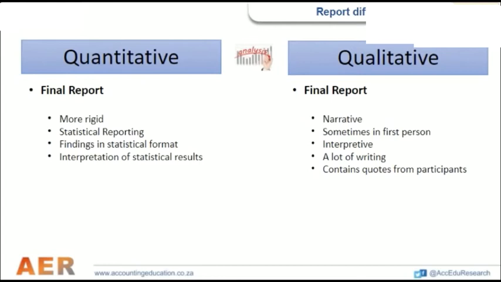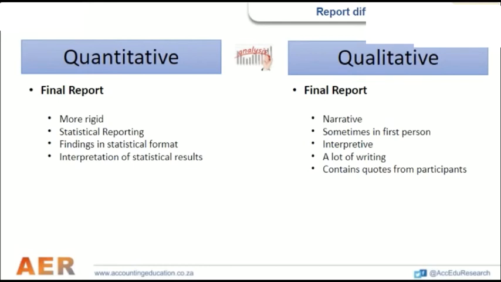a lot of statistical techniques, and so the findings are actually represented in a statistical format, and then your findings are basically the interpretation of those statistical results. On the other hand, when we look at qualitative research findings, so the final report we write there, it will be a lot more narrative. It's also a lot of the times written in first person.